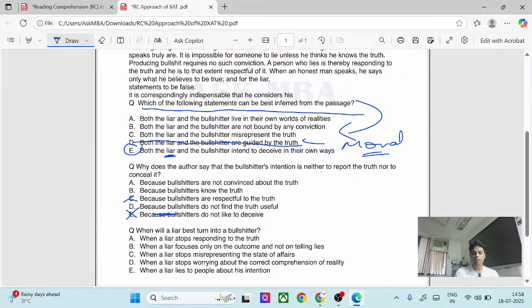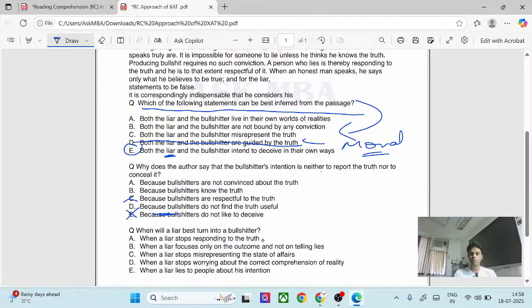Now guys, C and E will not be my answer. I'm trying to figure out what is definitely not my answer. Check the third one. I'm not giving you the answers yet. Most of you must have already got the answer. When will a liar best turn into a bullshitter? When does a liar convert from being a liar to being a bullshitter?